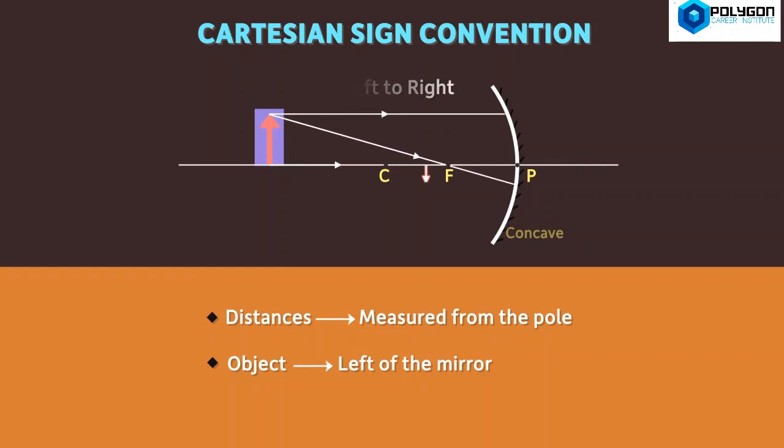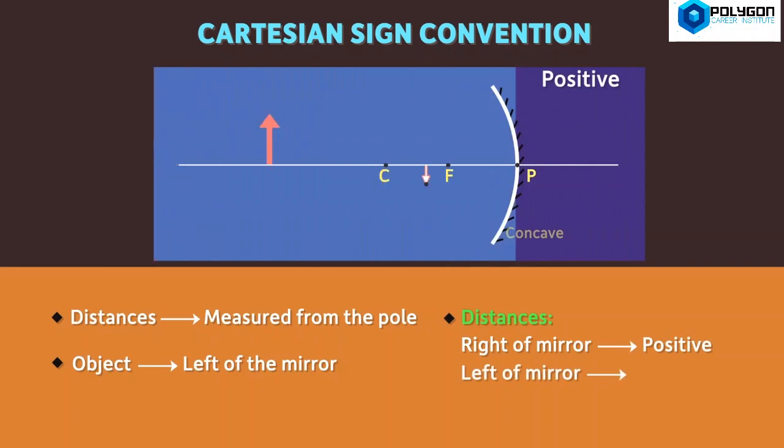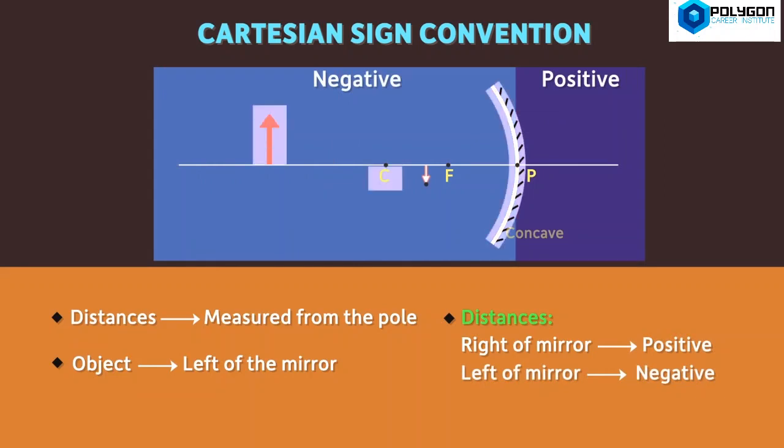The third rule is that all the distances measured to the right of the mirror are taken to be positive, and the distances measured to the left of the mirror are taken as negative. For instance, we know that when the object is behind the center of curvature of a concave mirror, then the image is also formed on the same side. Both the object and the image are on the left of the mirror. Hence, both their distances from the pole are taken as negative.